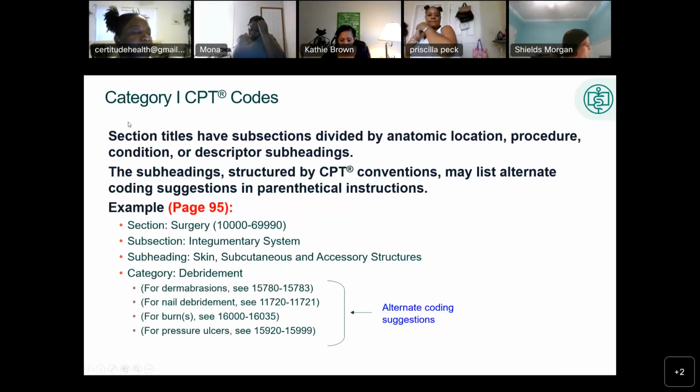So, taking a look at, again, further layout of the CPT book. So let's go to page, just kind of following the slide. Let's go to page 95.